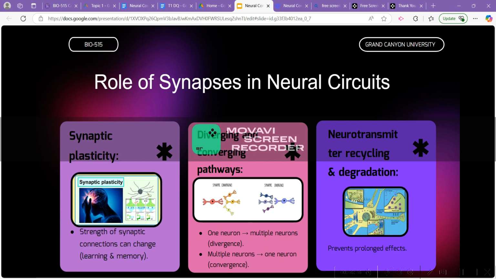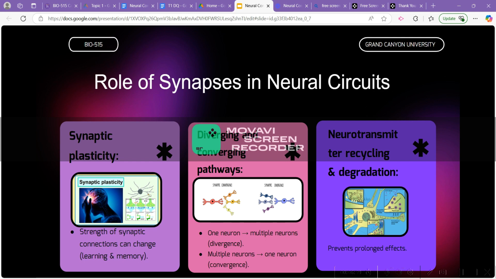Synaptic plasticity refers to the ability of synaptic connections to strengthen or weaken over time, playing a crucial role in learning and memory. Through repeated use, synapses can become more efficient at transmitting signals, a process known as long-term potentiation, or LTP, which enhances learning. Conversely, synapses that are rarely used may weaken, a process called long-term depression, or LTD.